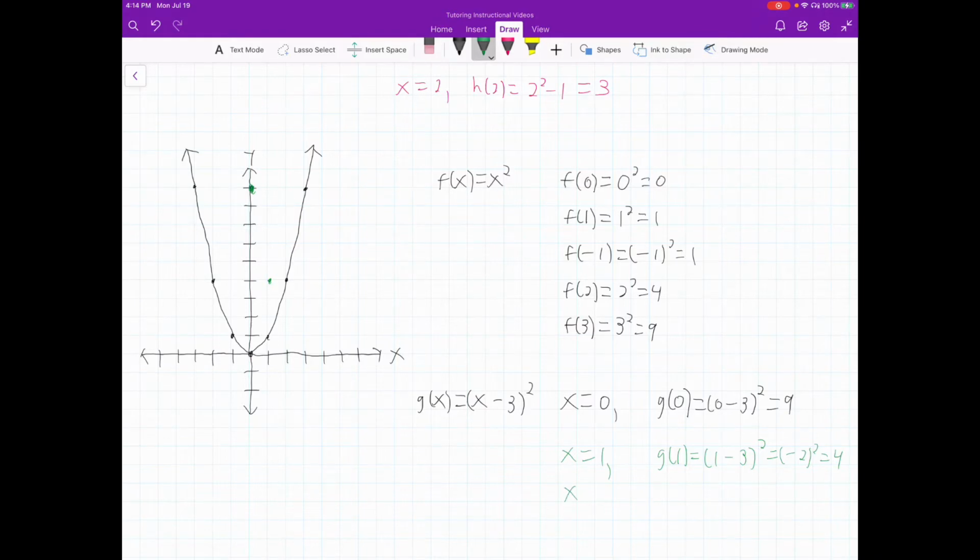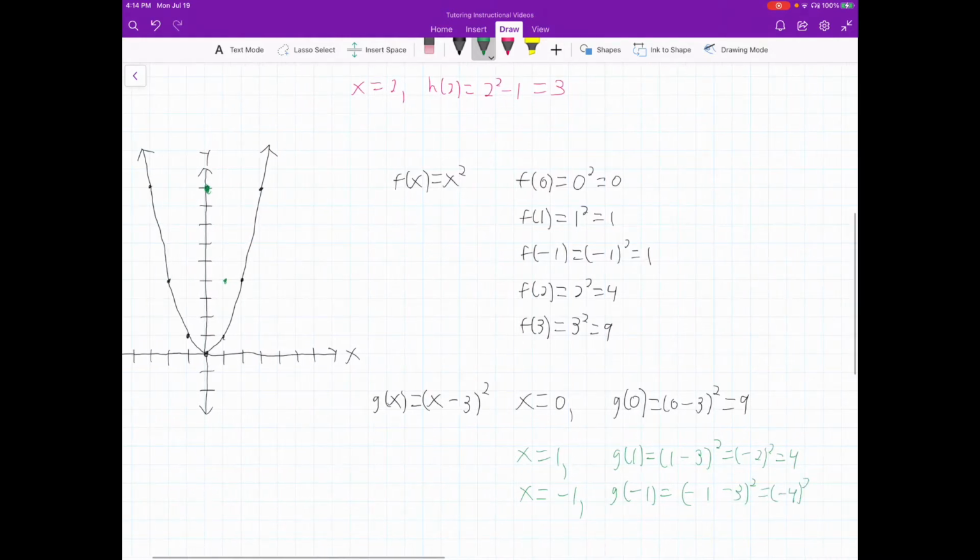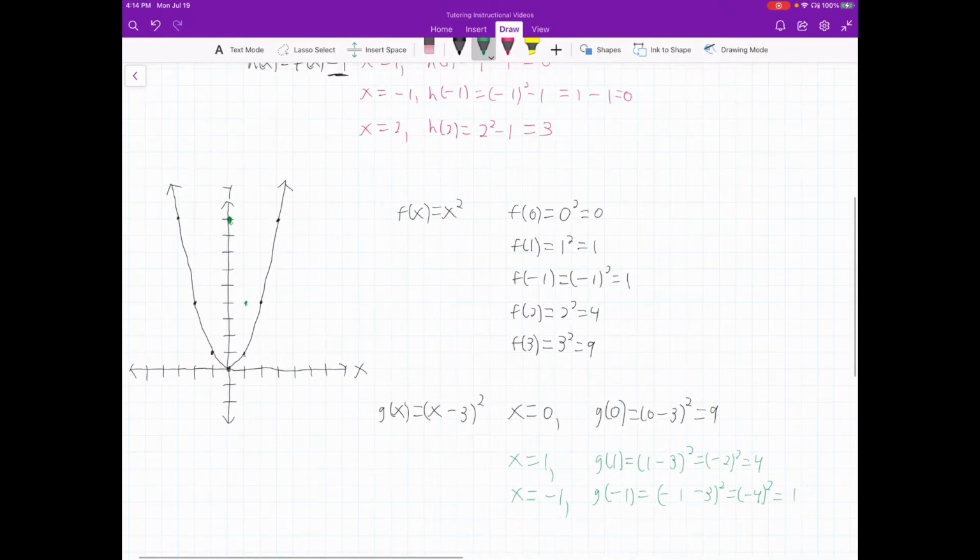Now, I do want to point out with f, I said it didn't matter if we did positive or negative, but notice we have to be a lot more careful for g. So if I say x is negative 1, for example, g of negative 1 is negative 1 minus 3 quantity squared, which is negative 4 squared, which is positive 16. So here we don't have the same pattern as f, where I plug in positive or negative for x, I get the same function value. For g, it's very different.